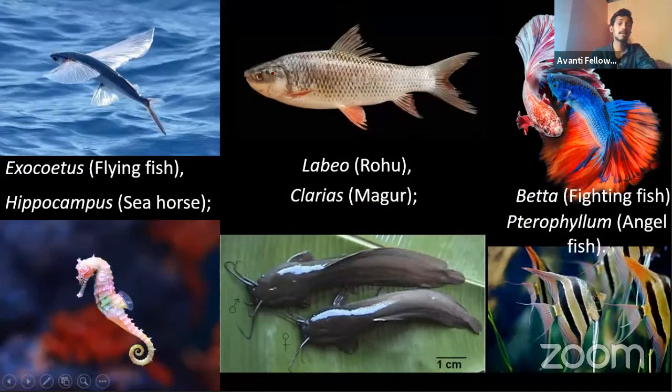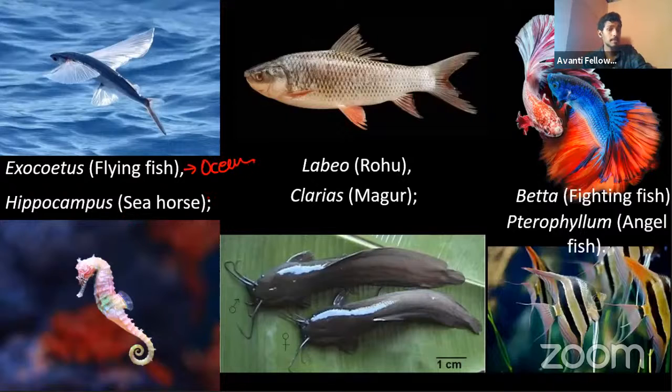So there are some other examples also. All these examples are given in the textbook, so don't forget them. The first one is Exocoetus, that means flying fish. They have their pectoral fins in a broad way, so they can fly for some distance using the velocity of the air. They are normally present in the ocean.